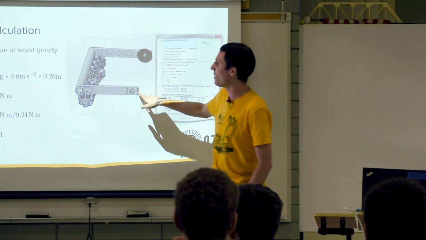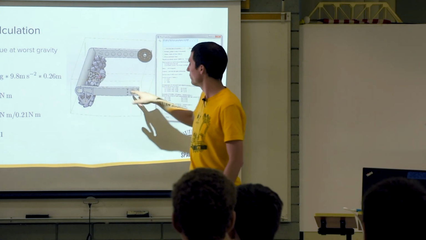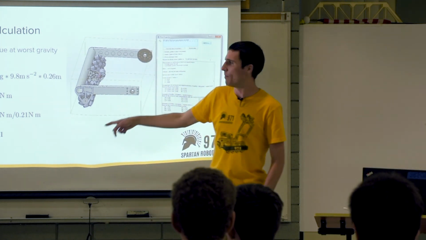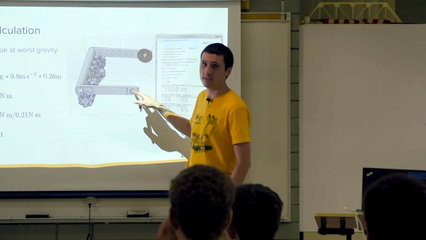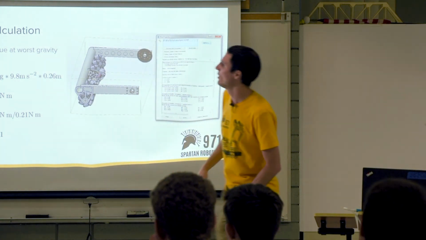So I just went in the CAD model and measured what the center of mass was relative to this axis here and how heavy it was. So the mass of the mechanism is 4 kilograms, and it's 0.26 meters from this axis. So that's going to give us a torque of 10.2 newton meters.